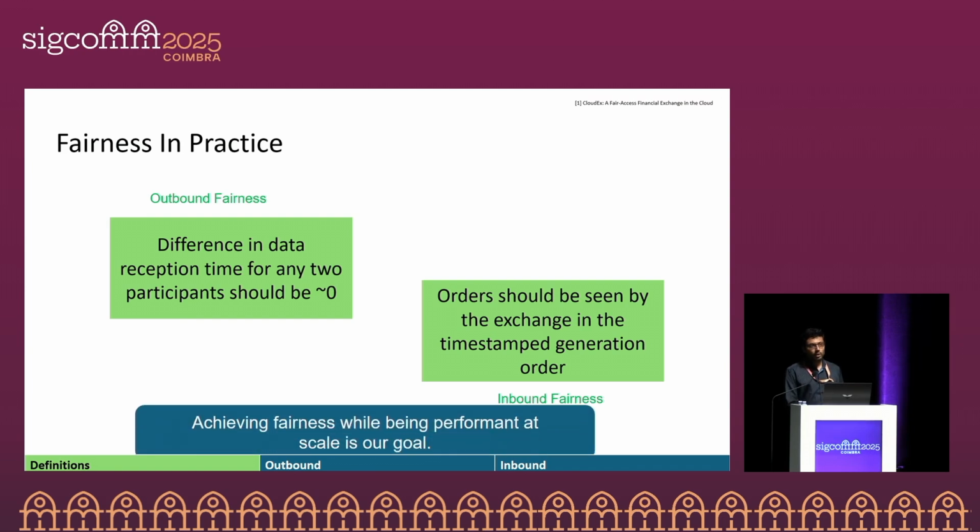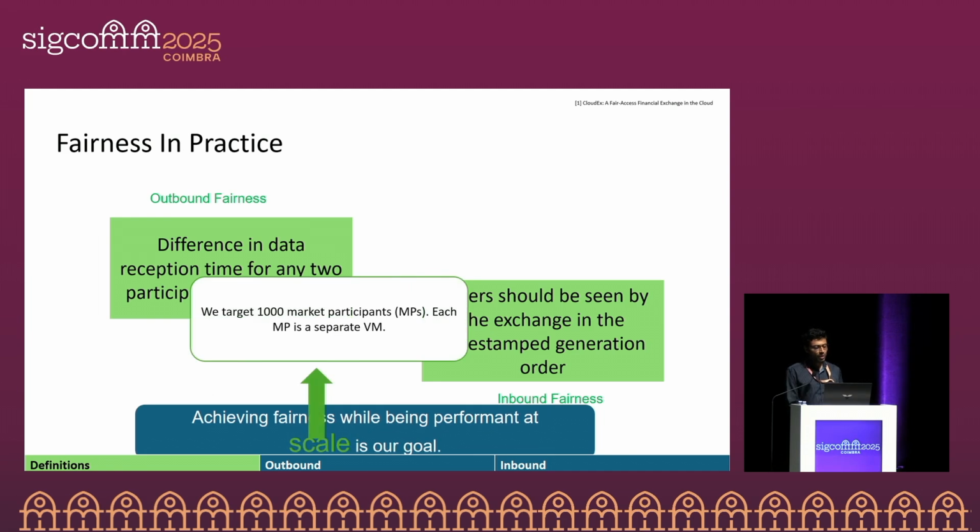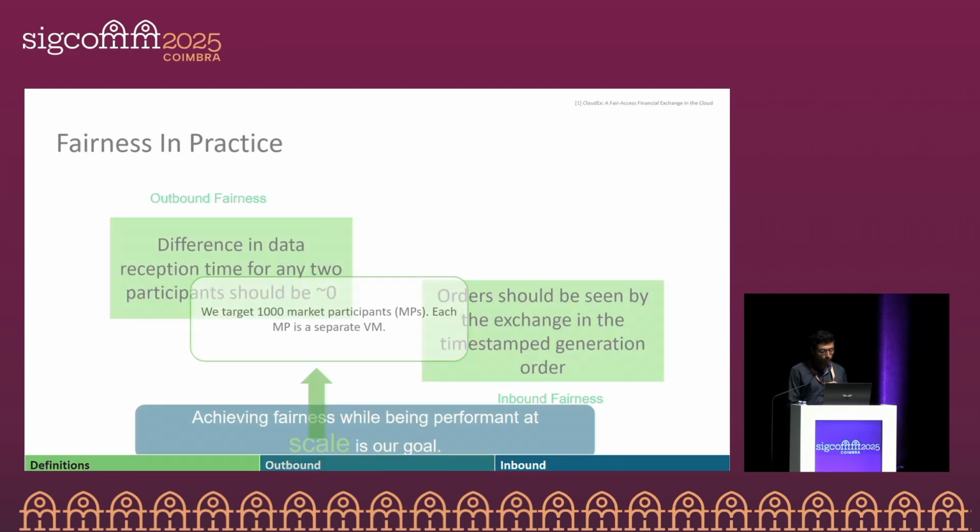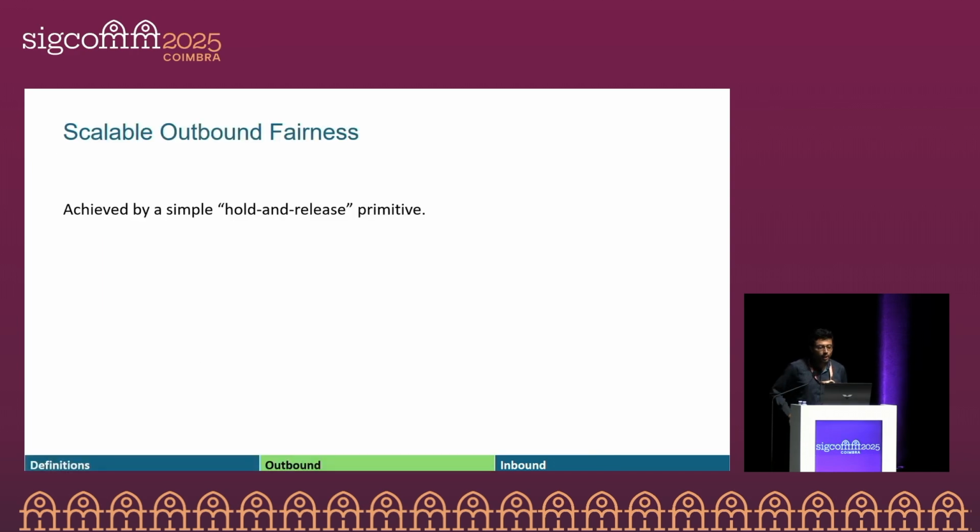So our goal in this paper is to achieve fairness while being performant at scale. And by scale here, we really mean on the order of 1,000 market participants. So how do we achieve outbound fairness, and how do we scale it?